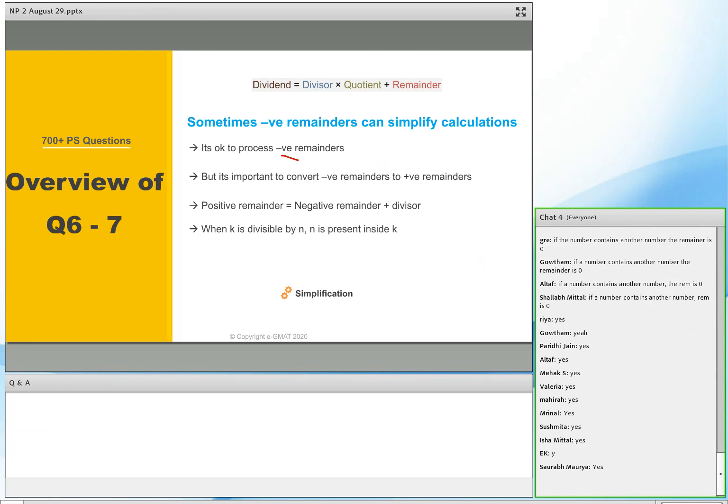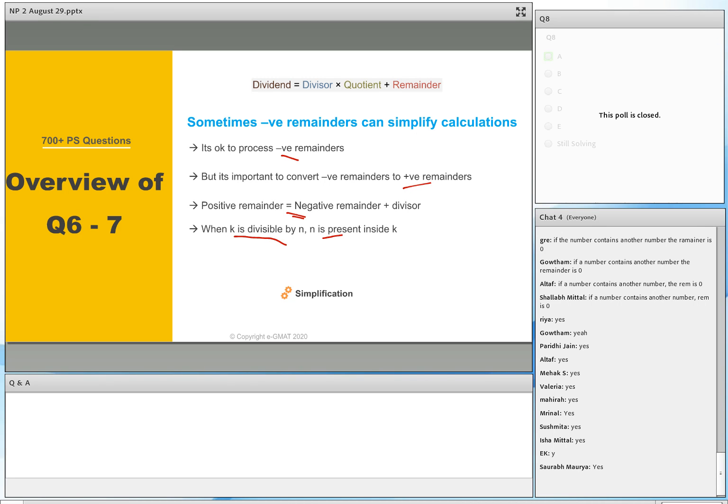It's completely okay to process negative remainders, but please make sure you convert that into positive remainders. You have this very important formula: positive remainder is equal to negative remainder plus the divisor. And when k is divisible by n, by that I mean when 24 is divisible by 6, 6 is present inside k, that n is present inside k. Right? With that, question number 8, I'll open the poll.